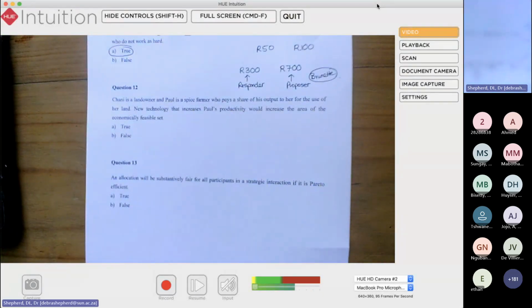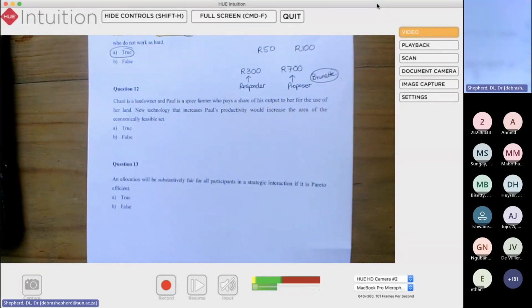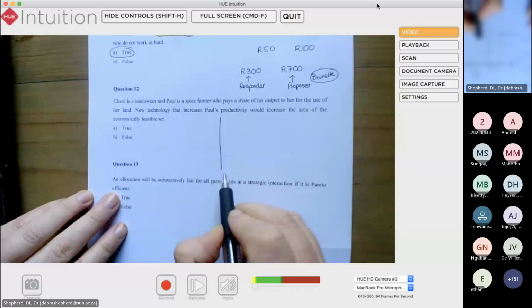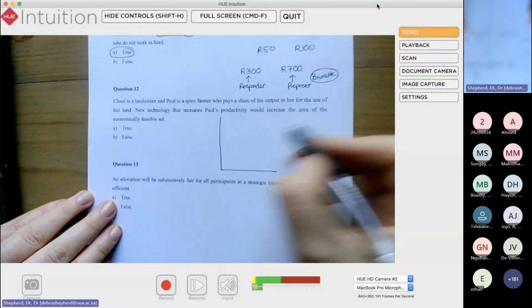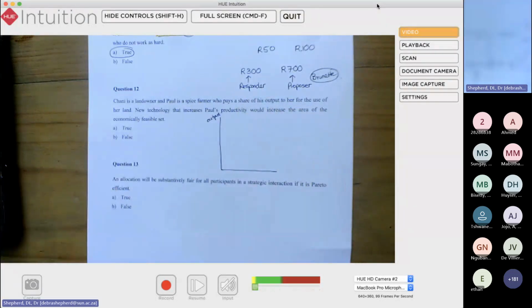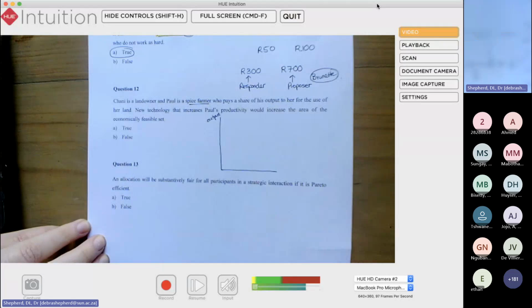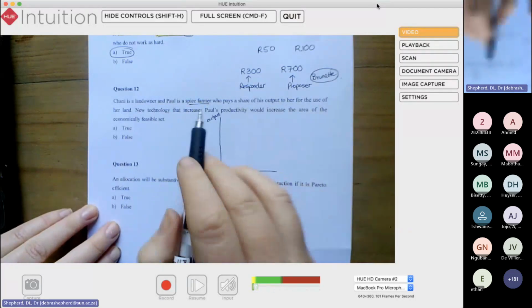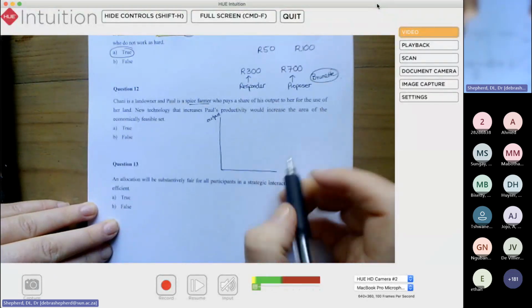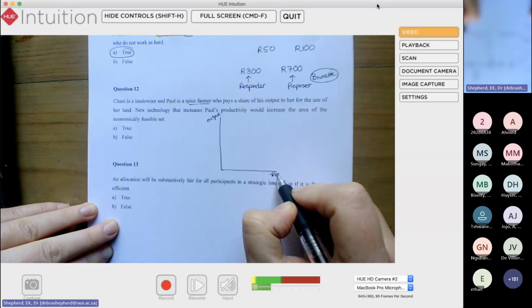Chani is a landowner and Paul is a spice farmer who pays a share of his output to her for the use of her land. New technology that increases Paul's productivity would increase the area of the economically feasible set. Okay, so I'm just going to draw a really rough picture. In Unit 5, we said that there is some output being produced by a worker, in this case Paul, the spice farmer. This output is produced through the use of Paul's effort, his time. On the x-axis, we have free time.